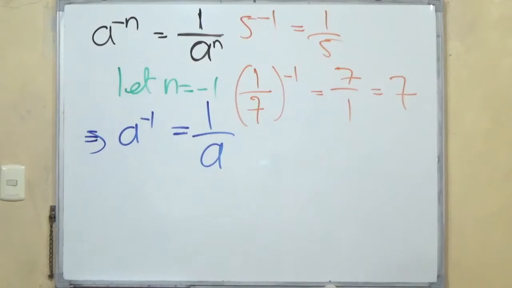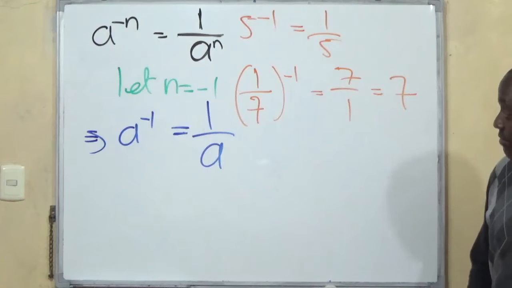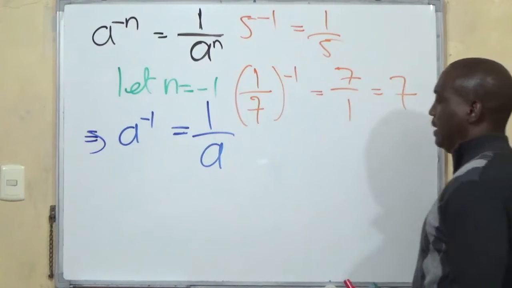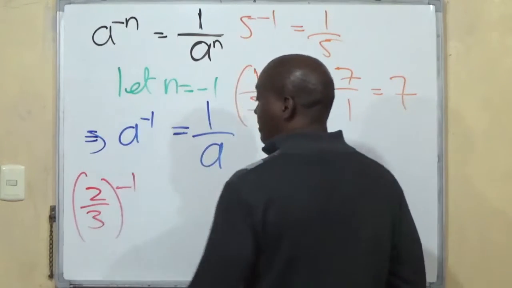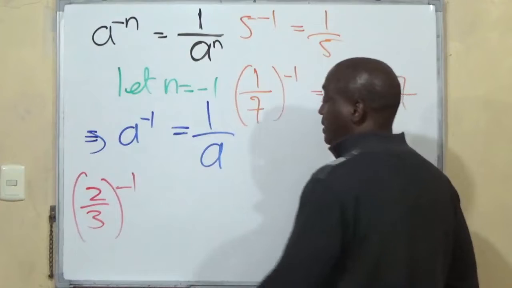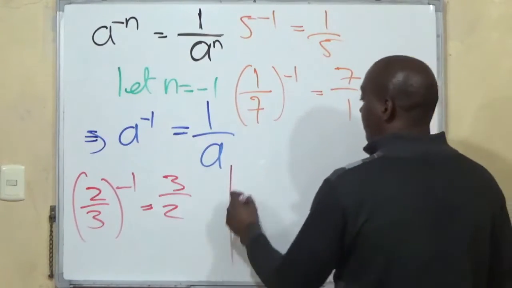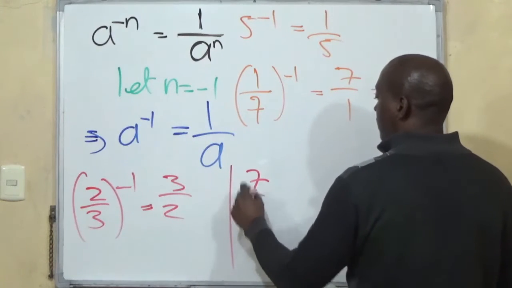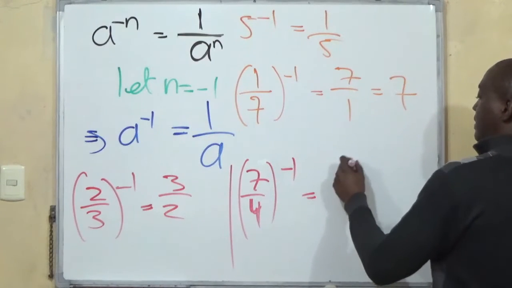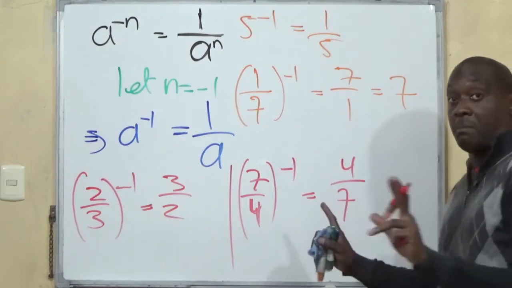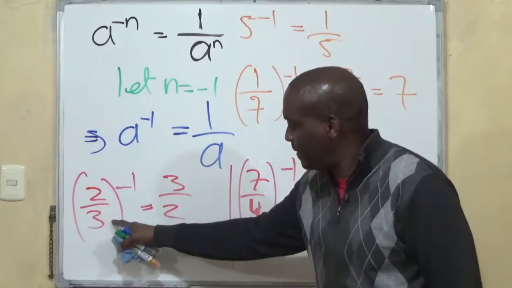Alright? And what about if we have different types of fractions? If we have, for example, 2 over 3 to the minus 1, 2 over 3 to the minus 1 is simply 3 over 2. End of discussion. And if we have 7 over 4 to the minus 1, that is simply 4 over 7. That is all.